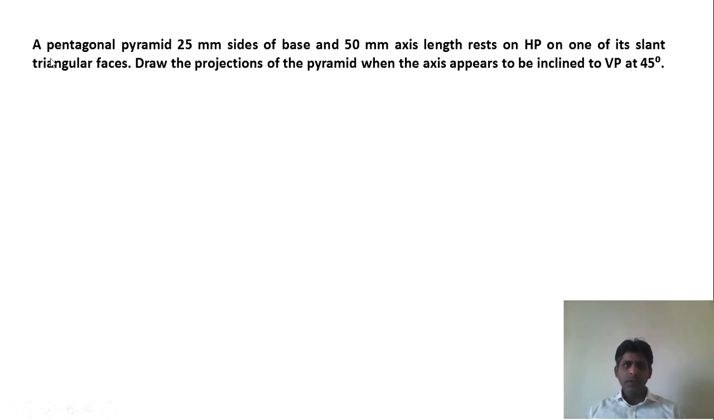So the first problem reads like this: a pentagonal pyramid, 25 mm sides of the base, and the axis length is 50 millimeters, and it is resting on one of its slant triangular faces. That means it is resting on a triangular face, and we have to draw the projections of the pyramid when the axis appears, and this is again important, appears to be inclined to VP at 45 degrees.